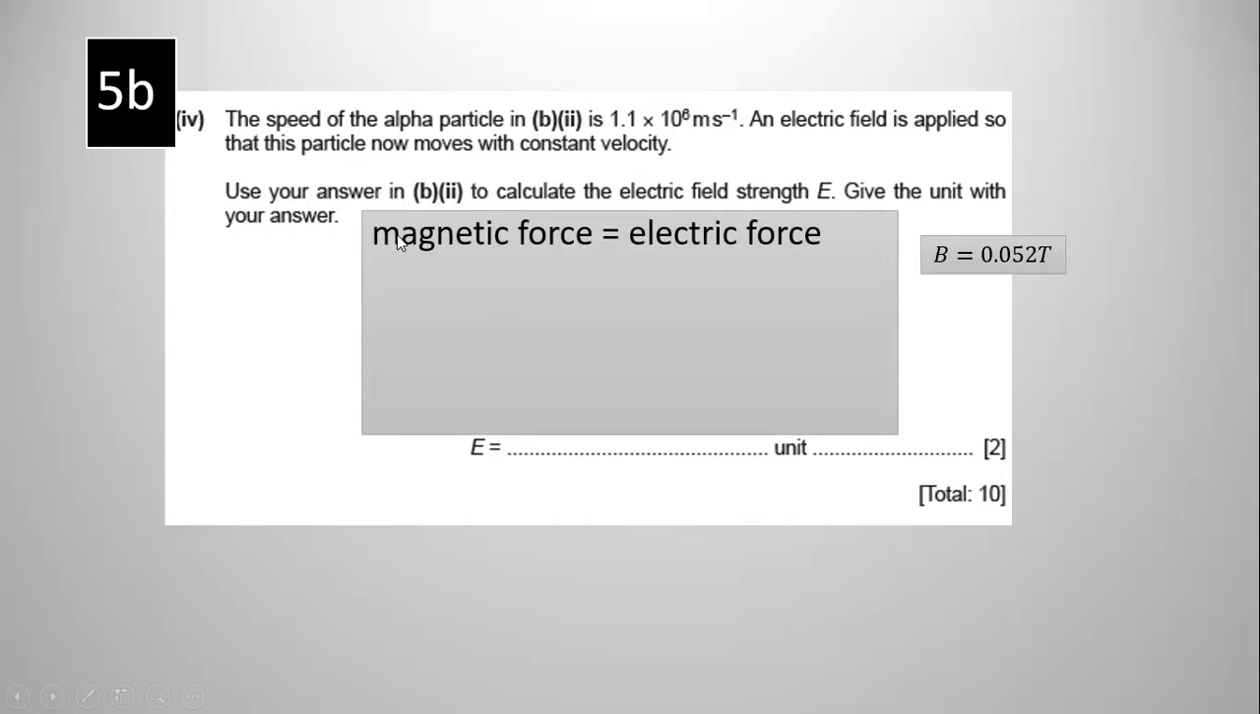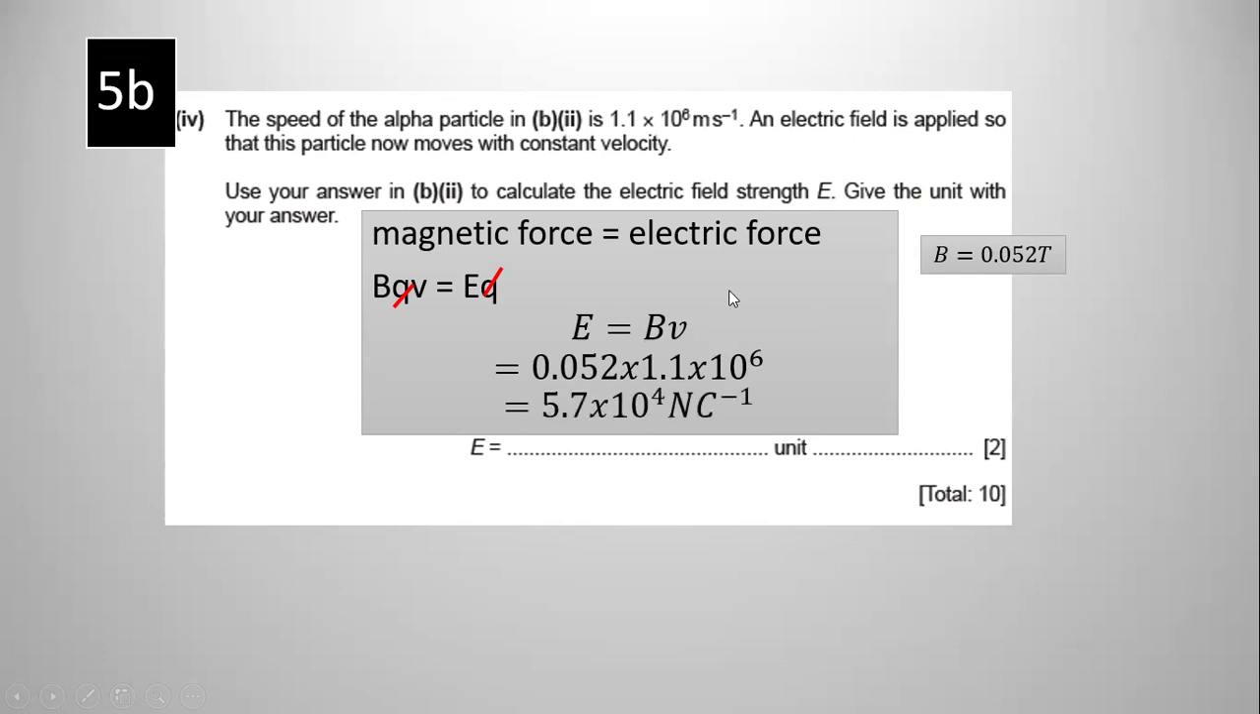So basically, we are using magnetic force equals electric force. Magnetic force is BQV. Electric force is E times Q, where E is the electric field strength. So Q and Q cancel off. E is BV. There's your B we calculated earlier. V is here. Right? Newton per Coulomb, from the definition: force per unit charge. That's an electric field. Okay.